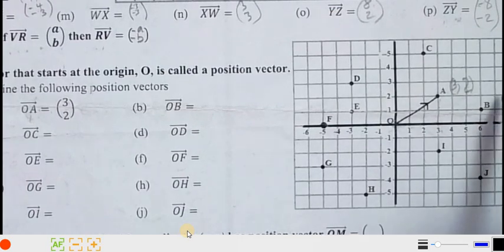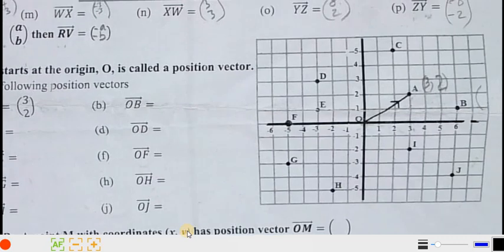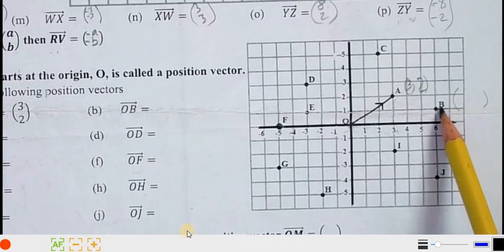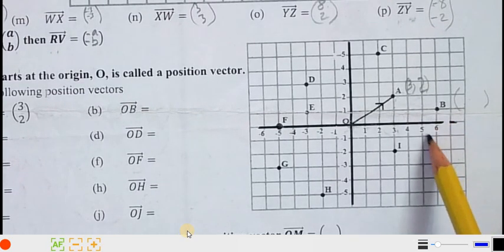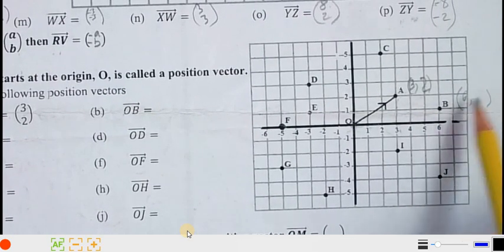Let me ask you, what are the coordinates of point B? The location of point B? 6 on the X and what on the Y? 1. Everybody seen that?